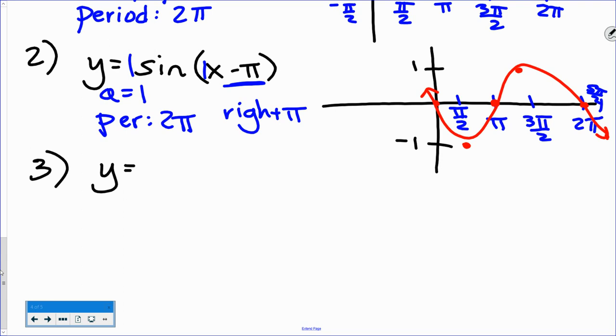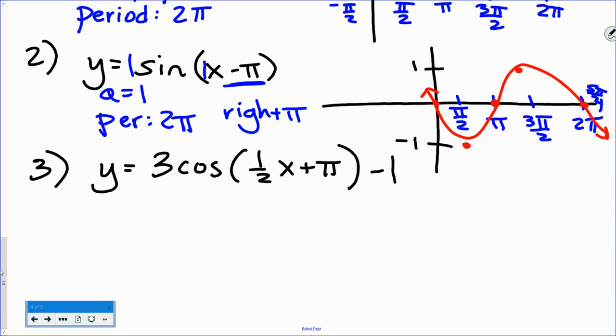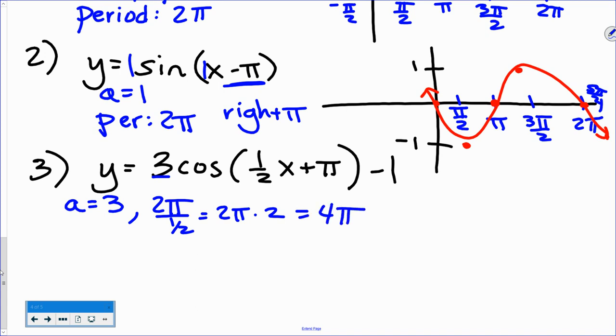So y equals 3 cosine of 1/2 x plus pi, and then minus 1. Okay, so a lot going on with this one. I've got an amplitude of 3. I will have a period change this time, so 2 pi divided by 1/2 would be the same as multiplying by 2. So 4 pi is going to be the period. I'm also going to move this down 1.